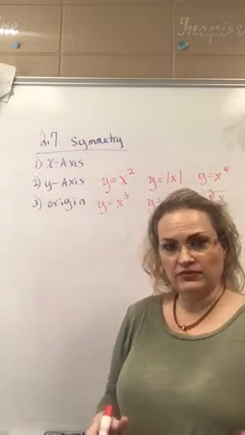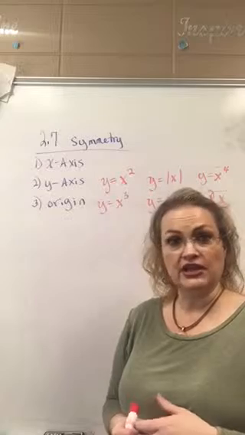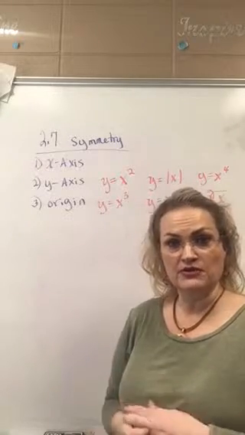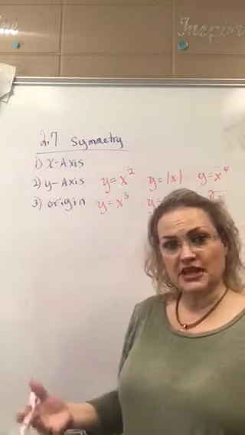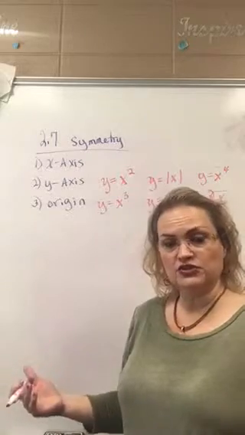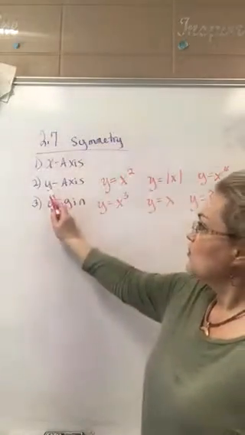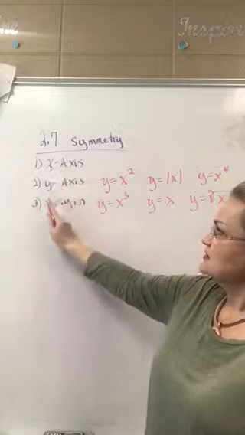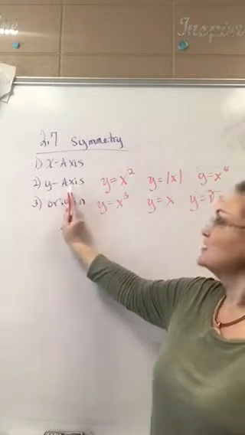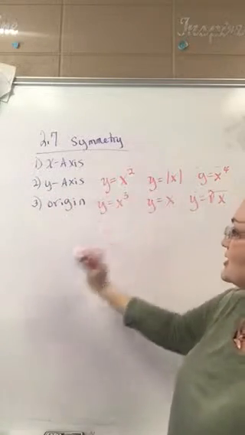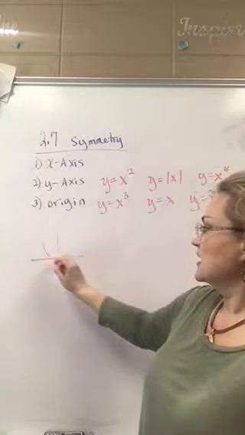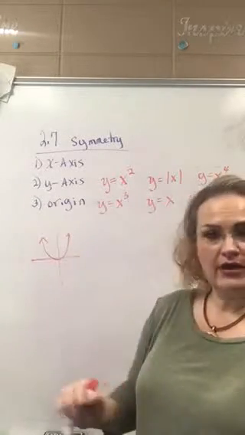Then sometimes with a graph we don't know what it looks like and we have to check it algebraically, so we'll discuss both of those. So first, let me show you some examples of our basic graphs and what their symmetries are. For the y-axis, and I'm going to talk about the x-axis last, an example would be y equals x squared. If we look at the y equals x squared graph, that's our parabola shape.